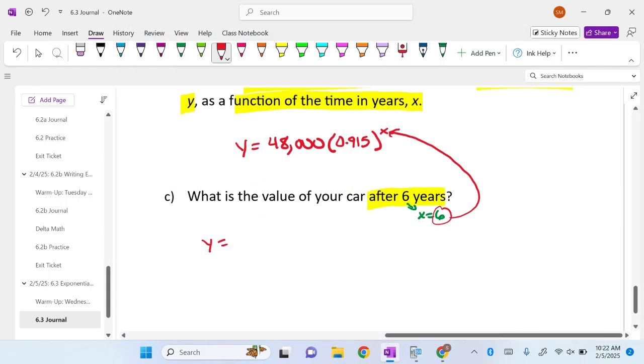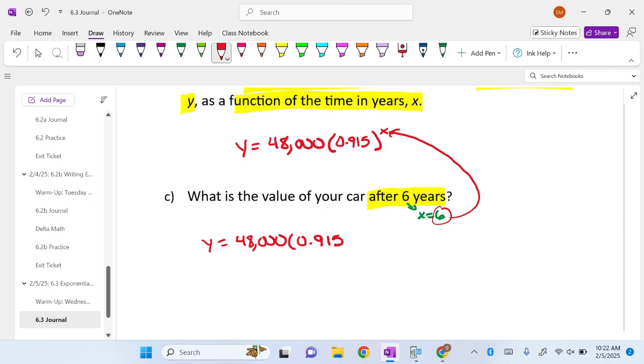So y equals 48,000 times 0.915 raised to the 6th power. And again, you can put that all in your calculator. It didn't tell us what to round by, but since our original is in dollars, let's round to the nearest dollar, so you shouldn't have any cents. Once you get your answer, someone raise their hand and tell me what you got. Put that in your calculator exactly as you see it, and round to the nearest dollar.